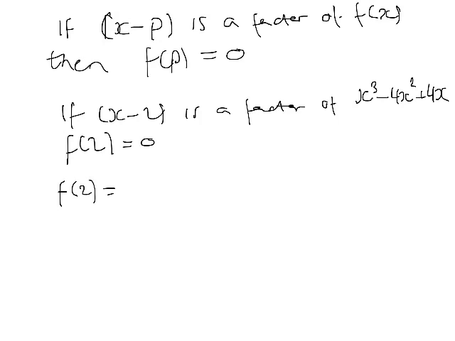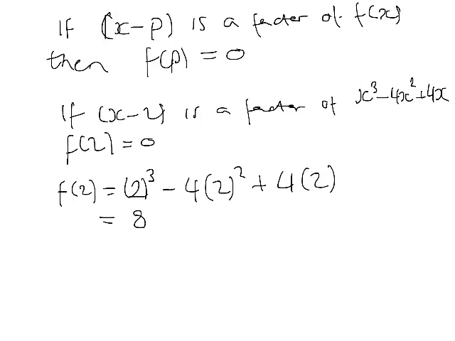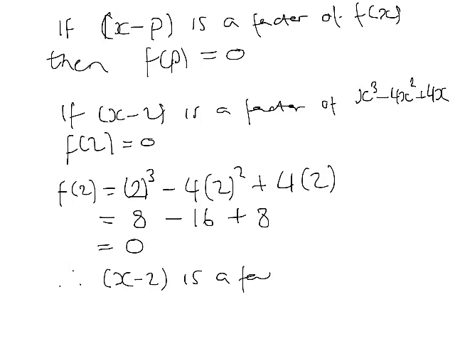F of 2 is going to equal 2 cubed minus 4 times 2 squared plus 4 times 2, which is equal to 8 minus 4 times 4, which is 16, plus 4 times 2, which is 8, which is clearly equal to 0. So therefore we can say x minus 2 is a factor.